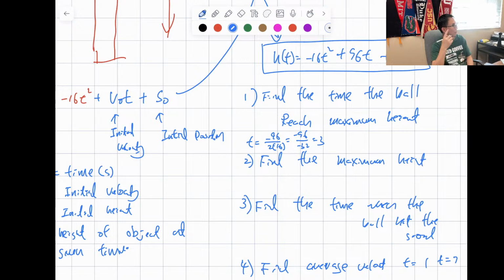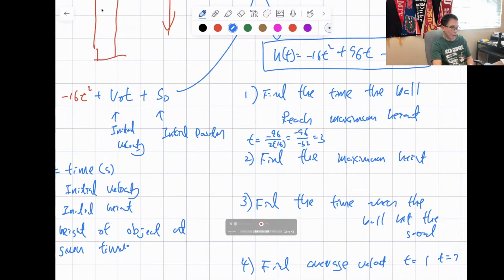In SAT, you probably have some question about the discriminant too. Okay, but find the maximum height. How do I find the maximum height? Just plug in. That'll be negative 16 times 3 squared plus 96 times 3 plus 112. Now it's just all calculation.